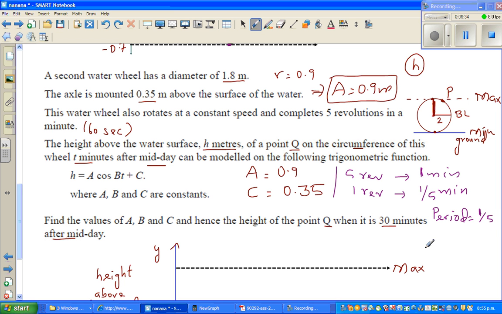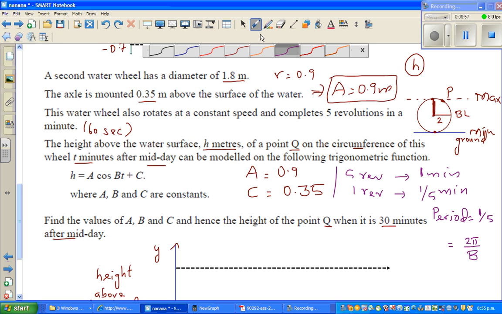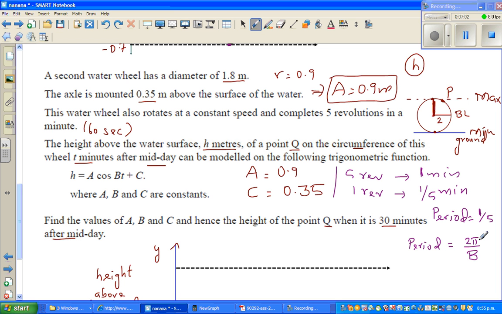Now, the formula of period, I'll write only P, is 2 pi divided by B. B is the coefficient of the variable. So if I write 1/5, let me delete this for a while. Okay, so this is period, rewrite period. This is the formula. It's 2 pi, or 360, divided by B, which is the coefficient. So we want to find B, so we know the period.